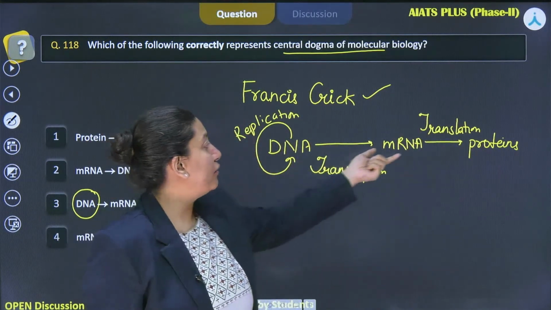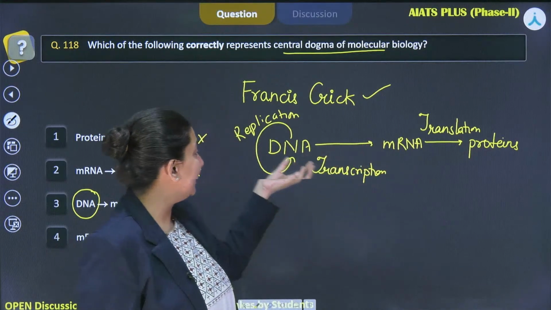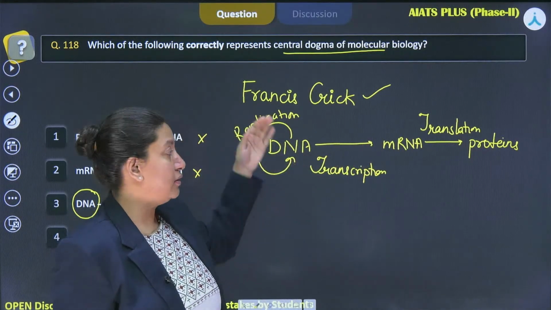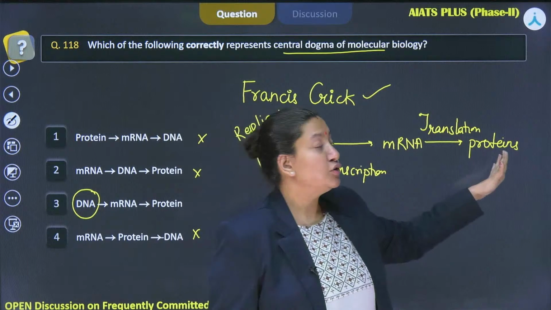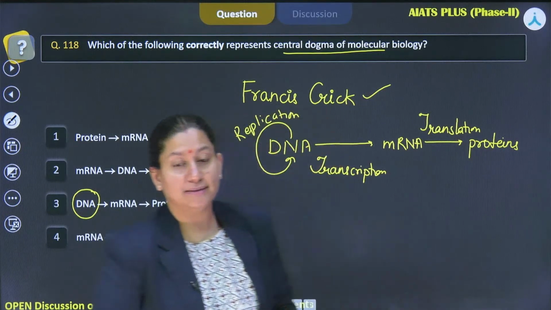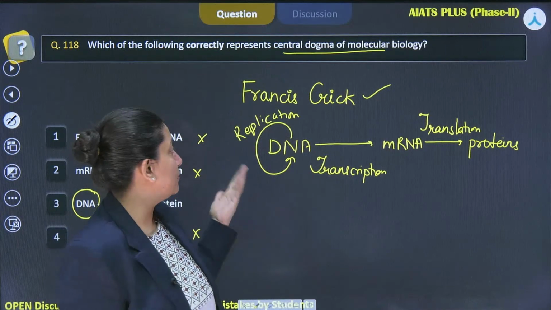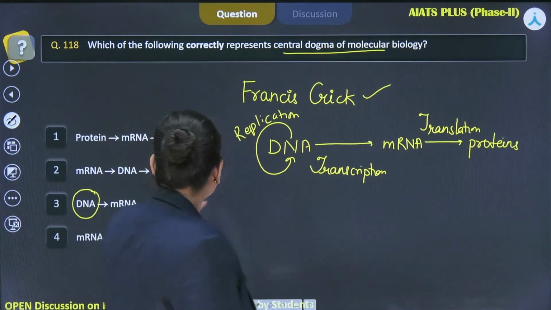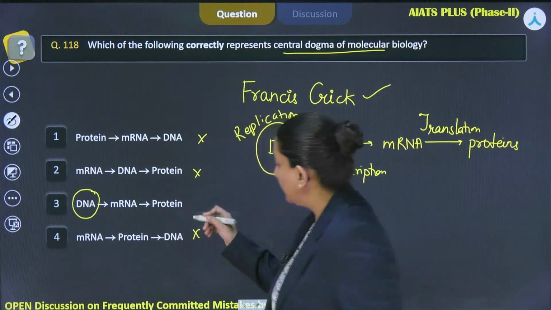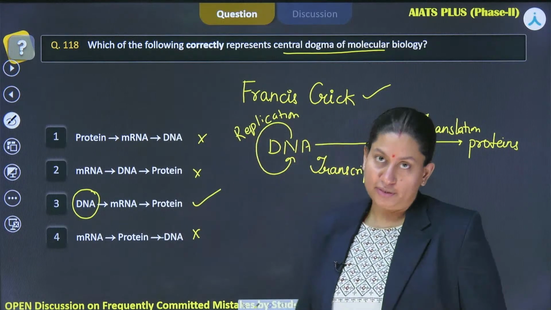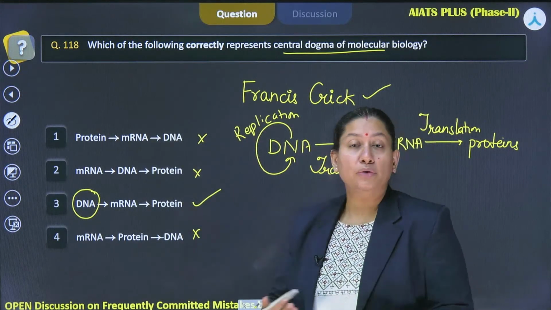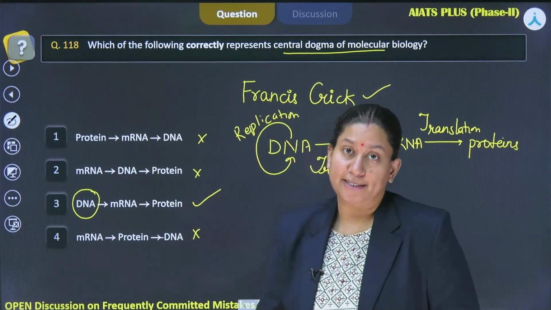So in a similar way, mRNA formation is basically decoding this DNA information into a simpler form so that it could be translated into proteins, right? This is the central dogma, which was proposed by Francis and Crick, and over here it's correctly depicted in option number 3, right? All others could be ruled out because they are not even starting with the genetic material.